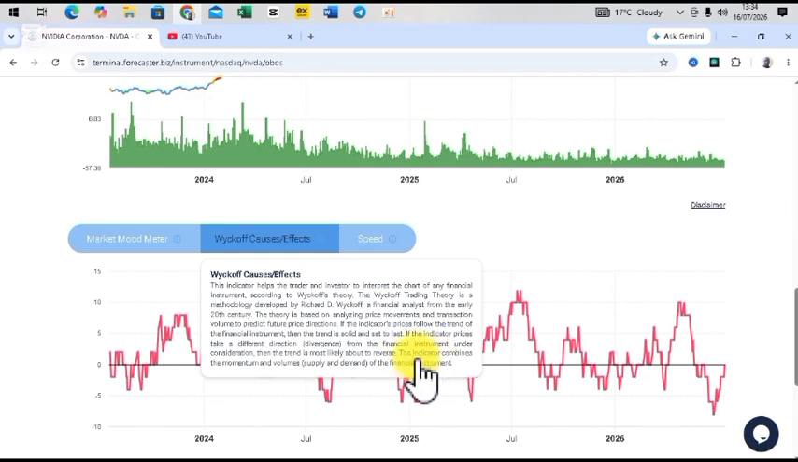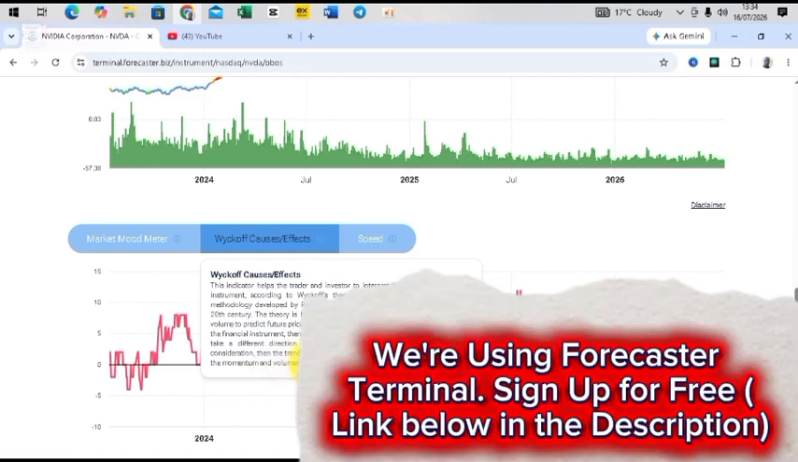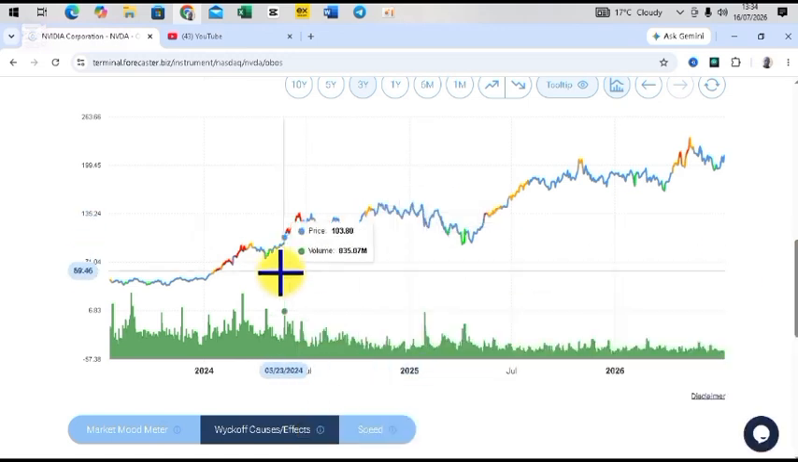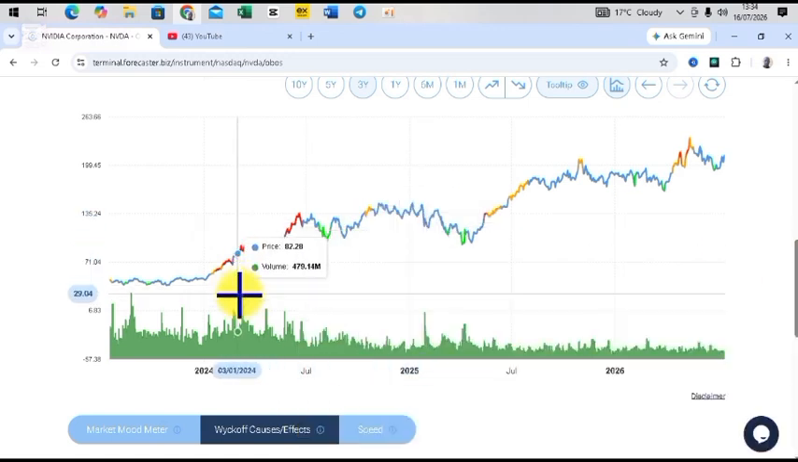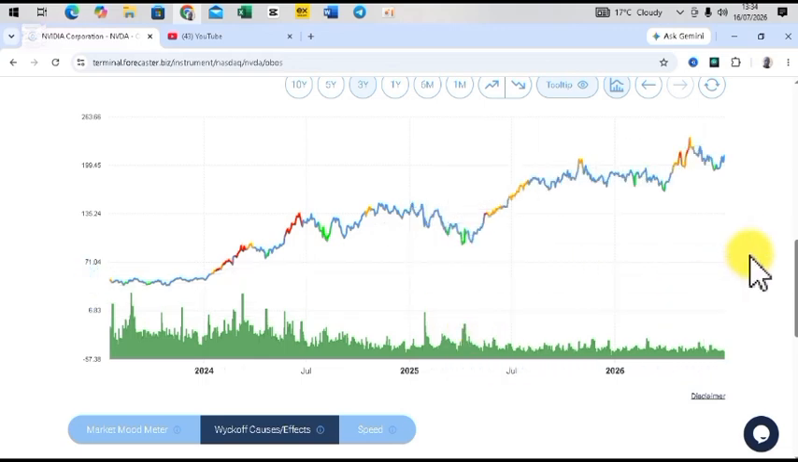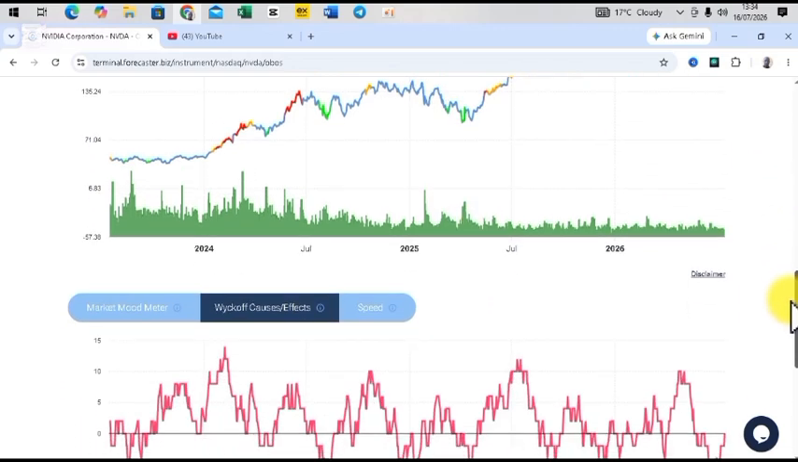The indicator combines the momentum and volumes, supply and demand of the financial instrument. Okay, so you can see even these are volumes, by the way. The moment you see these volumes, that would mean that the trend is strong and is continuing.